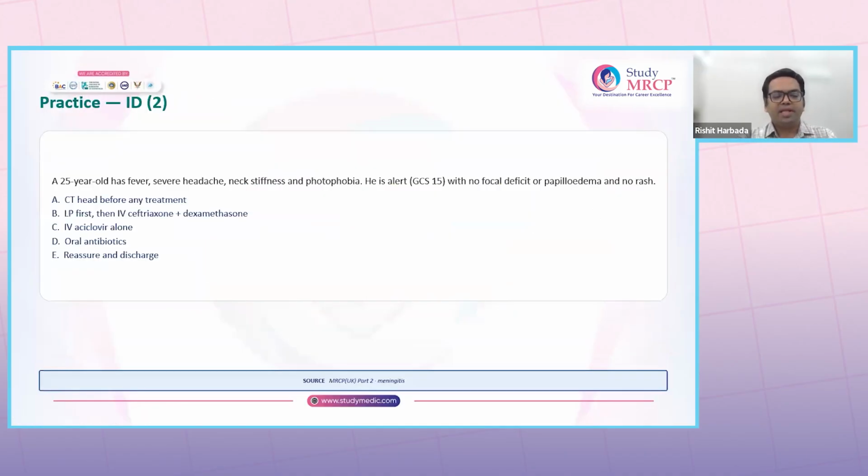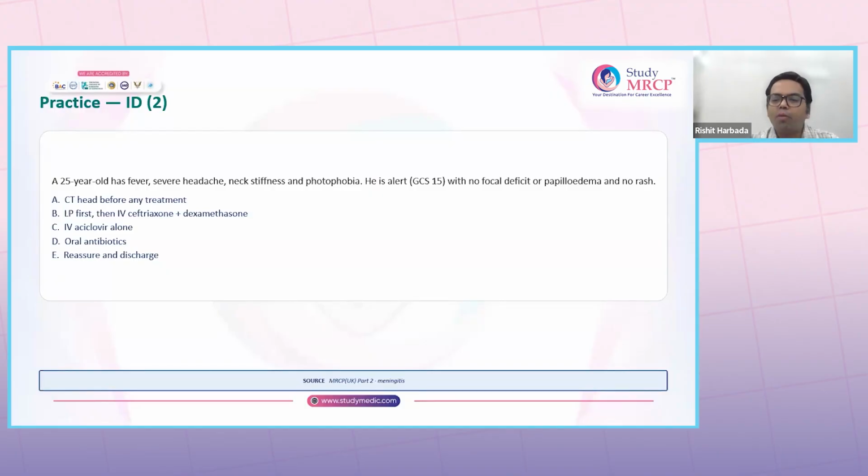Okay. The next question is that a 25-year-old has fever, neck stiffness, severe headache, and photophobia. He is alert, with no focal deficit, no papilledema, and no rash. What is the treatment you are going to offer? First is you are going to do CT first. Second is you are going to do LP first and then IV antibiotics plus dexamethasone. Third is you are going to give IV acyclovir. Fourth is oral antibiotics. And fifth is reassure and discharge.